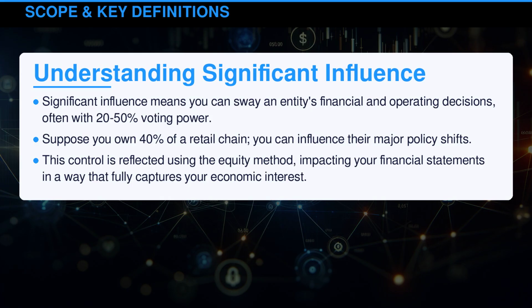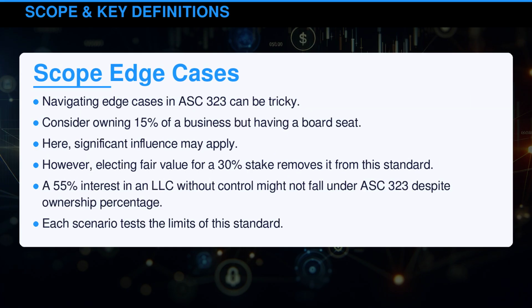Significant influence means you can sway an entity's financial and operating decisions, often with 20 to 50% voting power. Suppose you own 40% of a retail chain, you can influence their major policy shifts. This control is reflected using the equity method, impacting your financial statements in a way that fully captures your economic interest. Navigating edge cases in ASC 323 can be tricky.